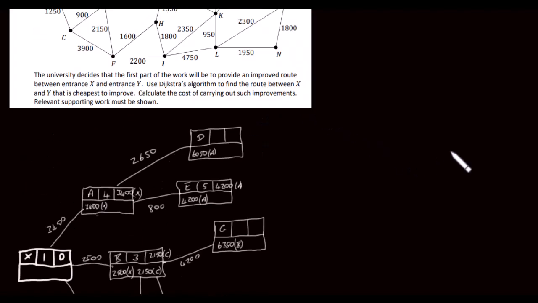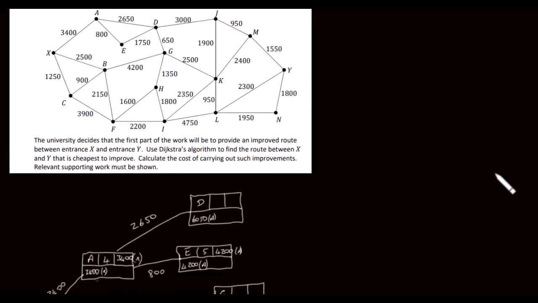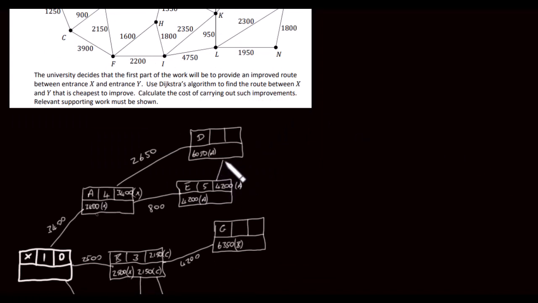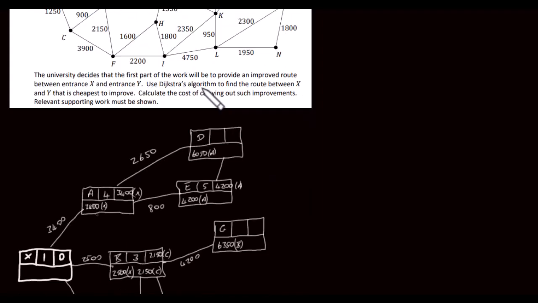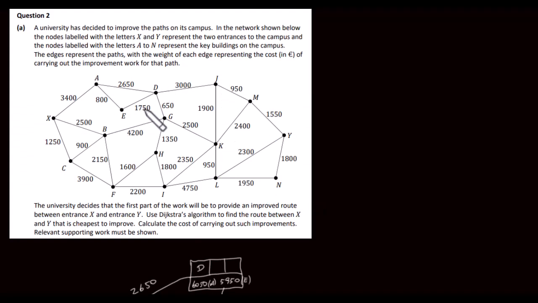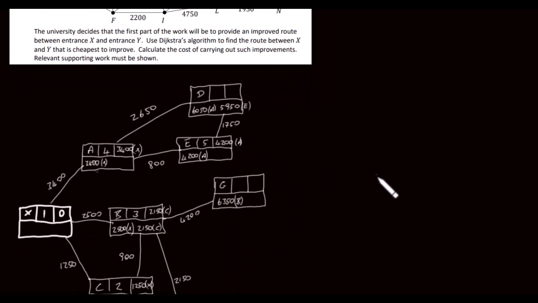Okay, so let's see what E is connected to then. Well, E is connected to D, so we can connect E up to D here. And if E is connected to D, it's 1750. You add these two and you get 5950. 5950 is lower than this, so we can write it in, 5950, and that has come from E. Now E is just connected to D, nothing else, so that's okay. So we're actually finished.